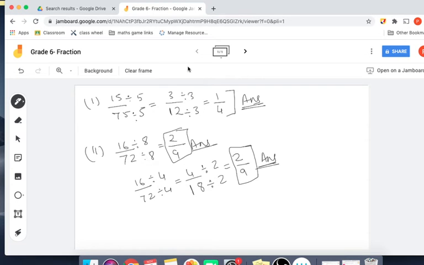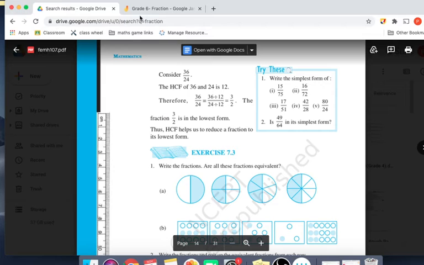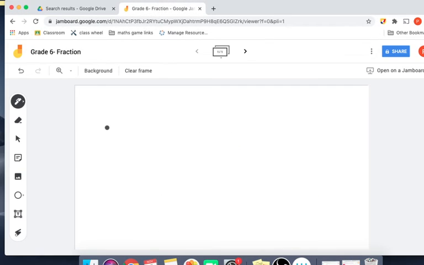Okay. Let's try some more questions. Third question is saying 17 by 51. You have 30 seconds to solve this question. Do it.